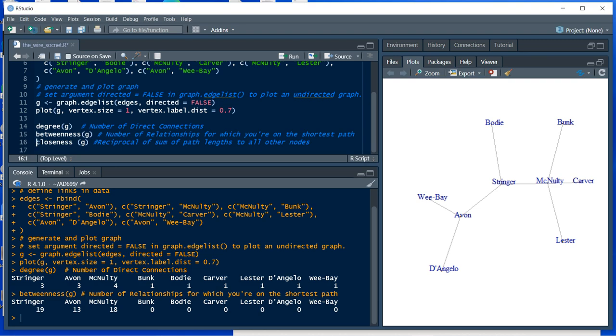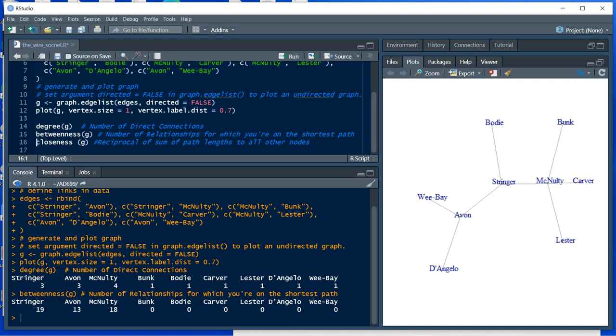So I'll just pick Avon here with 13, and I want to dig into that and see why. Where Avon sits, if we take D'Angelo and we try to connect D'Angelo to anyone else in the network, what we find is that those paths run through Avon. So, for instance, if we want to connect D'Angelo to Weebay, we're going to go through Avon. If we want to get D'Angelo to Stringer, it has to go through Avon. If we want to get him to Bodie, it actually has to go through Avon and Stringer.